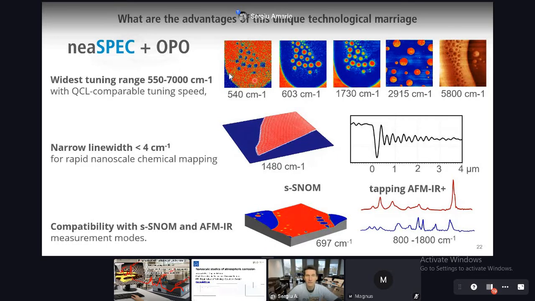The tuning speed is also very fast and allows mapping at different frequencies, but also recording of spectra at specific points. A second advantage is the narrow line width, which is less than 4 wave numbers, as required for 2D materials. In this example, we have a boron nitride sample measured at 1480 wave numbers, and the line profile showing the long phonon polariton propagation, which is characteristic for this material.